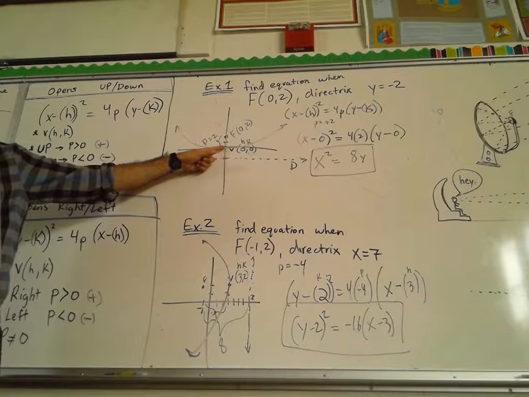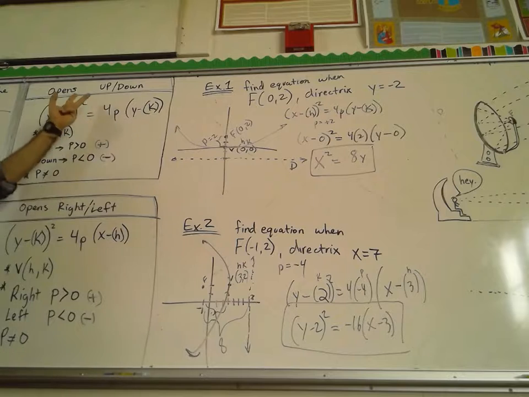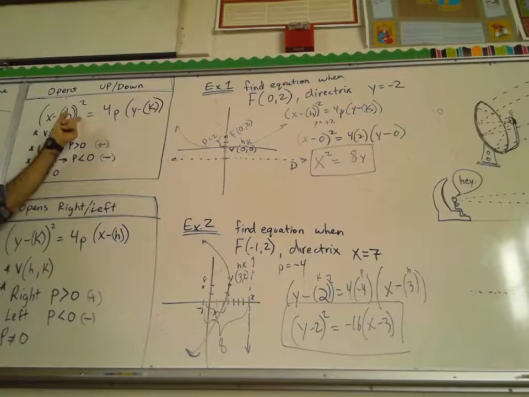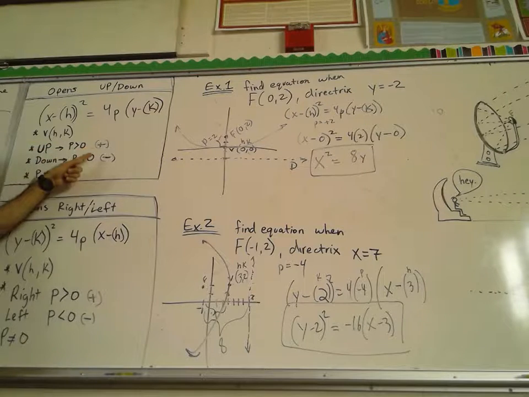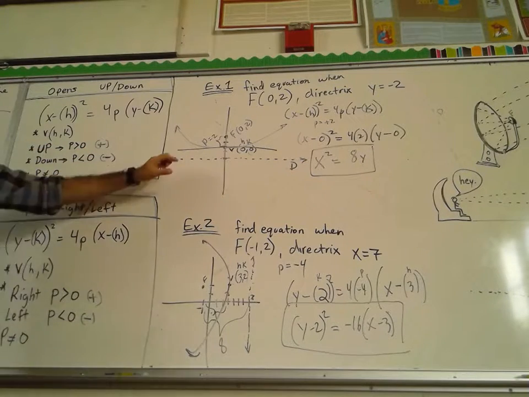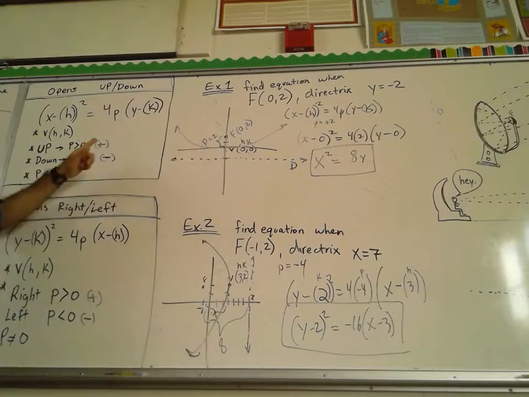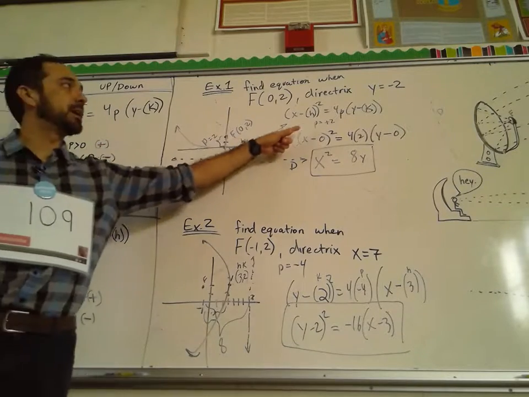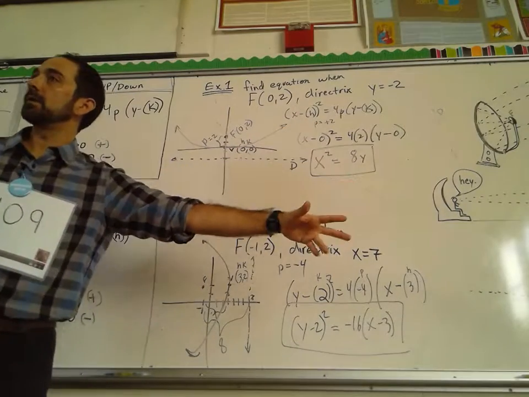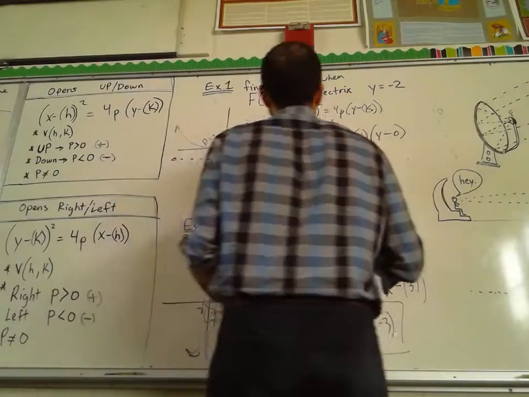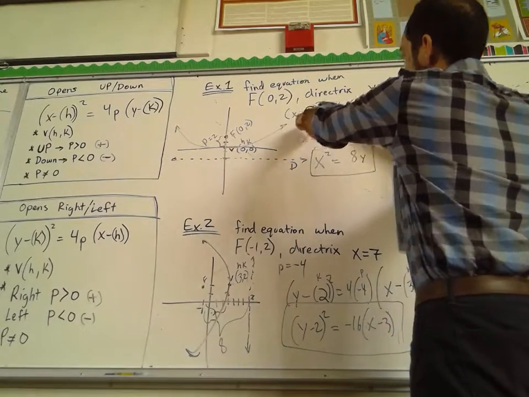We know it opens up or down, left or right. That tells me which equation we're going to use. And also, if it opens up or down, we know P is going to be positive or negative. So I knew this was 2. I know it opens up, so I know that our P value is positive 2. After you're done with that, your vertex values go in here, your P value goes in there, and you simplify it.